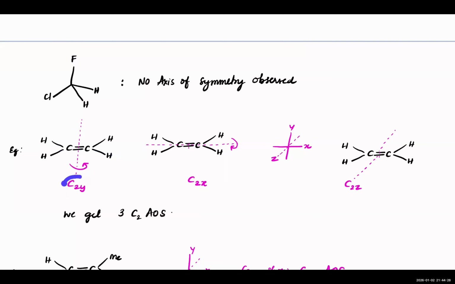So you will have C2 in x and y directions. Like this also you can get an axis of symmetry. Like this also. See, if at all I keep it like this also, I will get an axis of symmetry. So you will get axes of symmetry in the x, y, and z directions. So we got three C2 axes of symmetry in the case of a double bonded carbon.